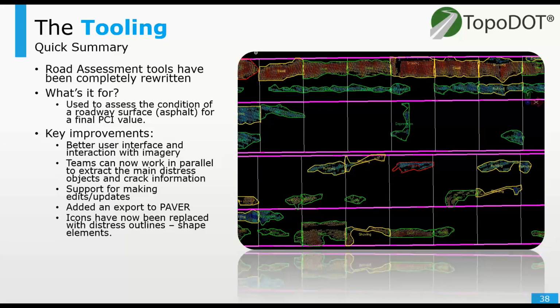And previously we had icons representing the distress items and the severity. Well, now we have those outlines, which are going to be a huge bonus there. So we at least know the footprint now.